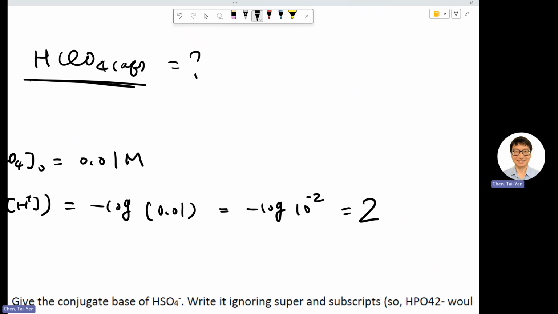Okay, so the key here is really to identify what kind of solution you have, so that you will know what equation to use, right? Okay, so that's the case for the strong acid. All right, any questions? Okay, we're going to do a lot more practice later on today.